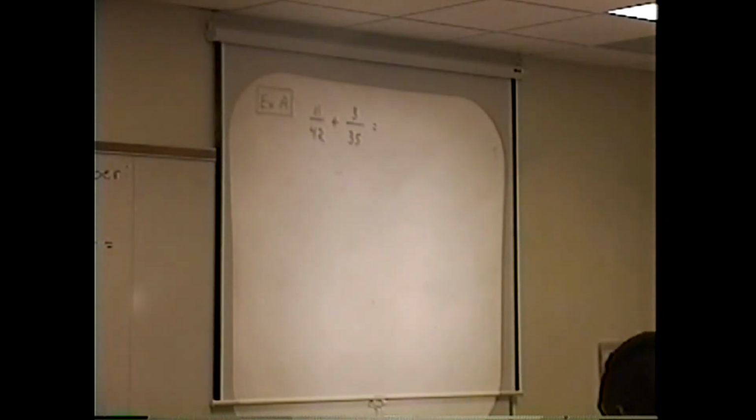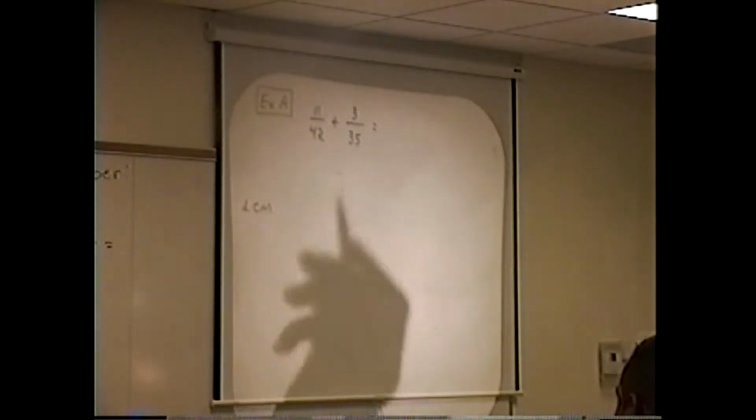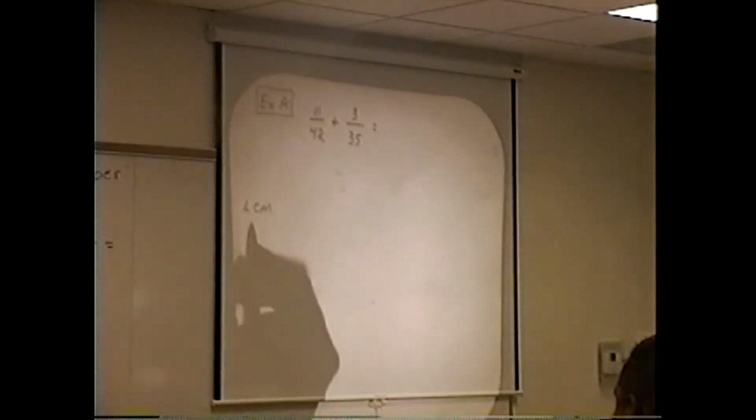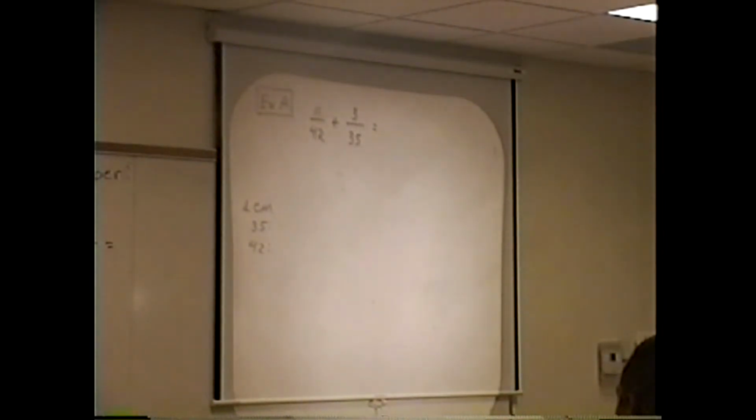What to do: write a little chart and look for the least common multiple. I want the least common multiple of 35 and 42. The way to find it is to start writing multiples of 35 and multiples of 42 until you get to the one you want.